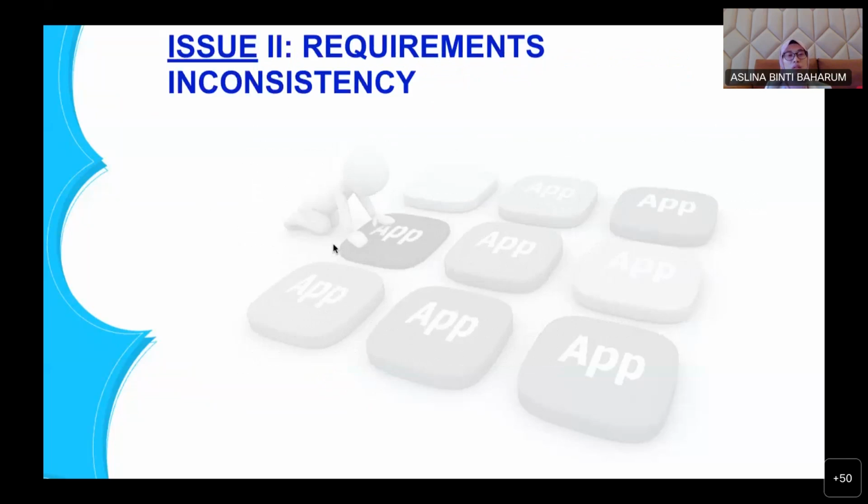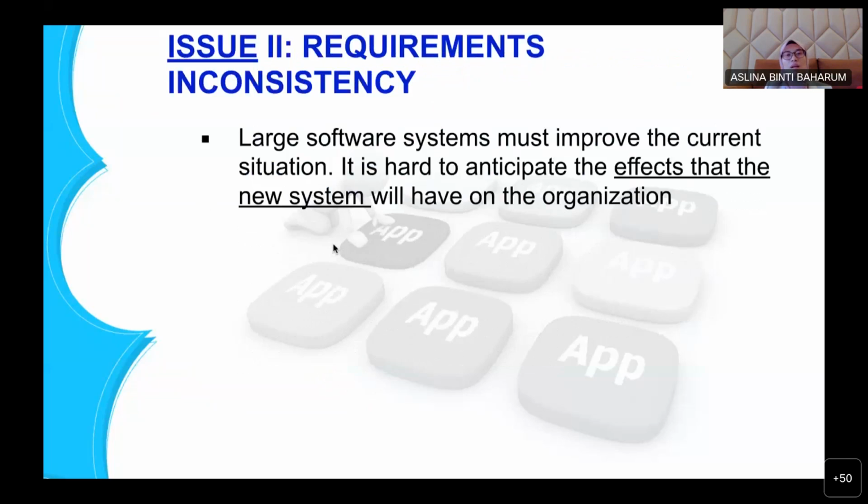Issue number two is requirement inconsistency. It is hard to anticipate the effect that the new system will have. Of course, large software systems must improve the current situation. You are proposing a new system that should improve on the previous or existing system. So it's hard to anticipate the effect that the new system will have on the organization, because the new system has not been developed yet. So it may come up with requirement inconsistency.